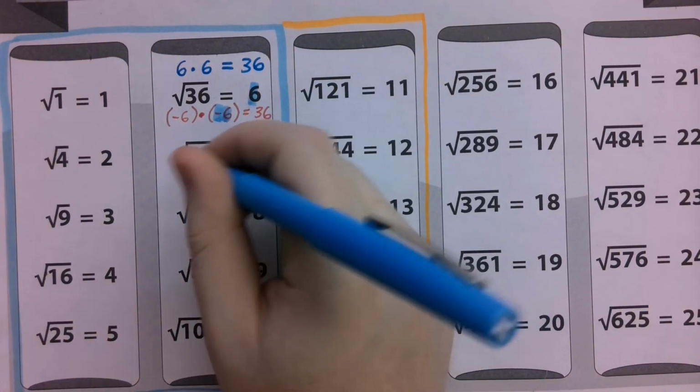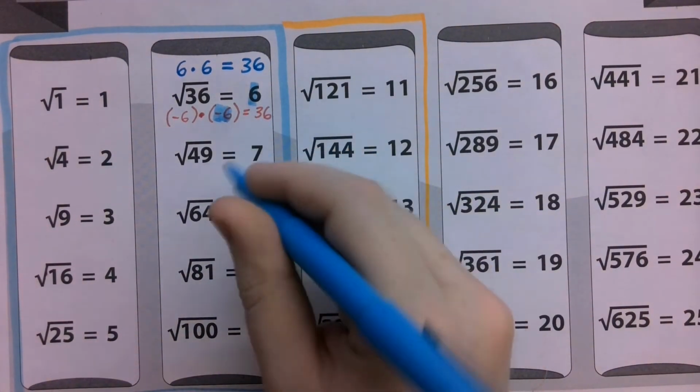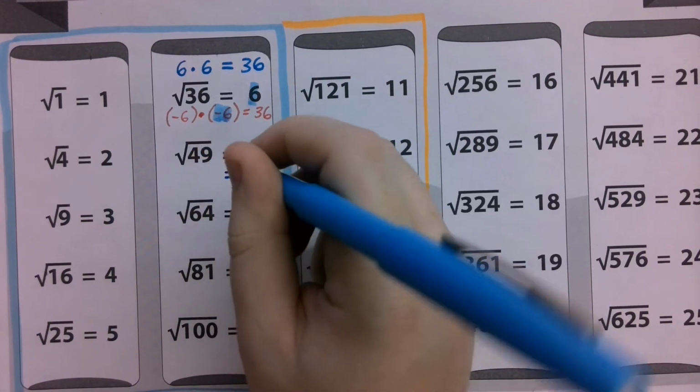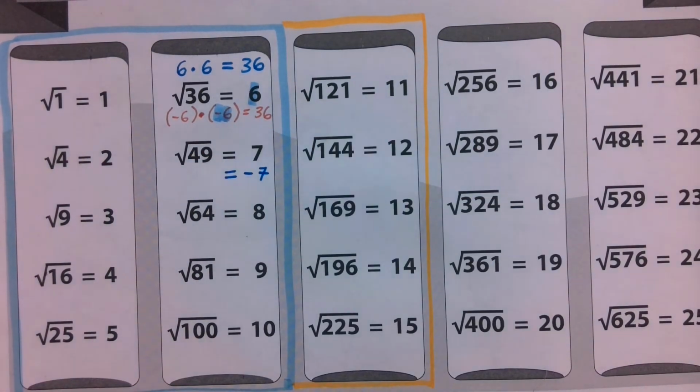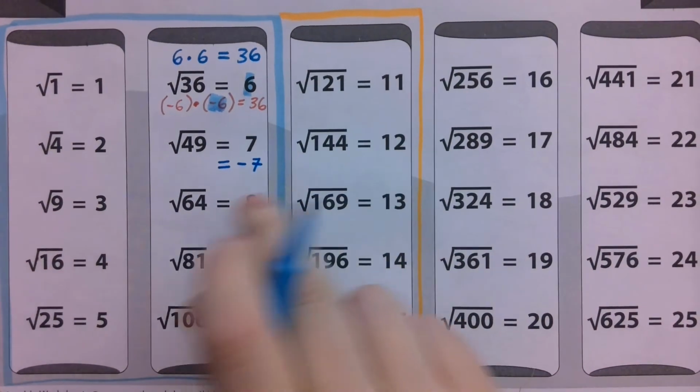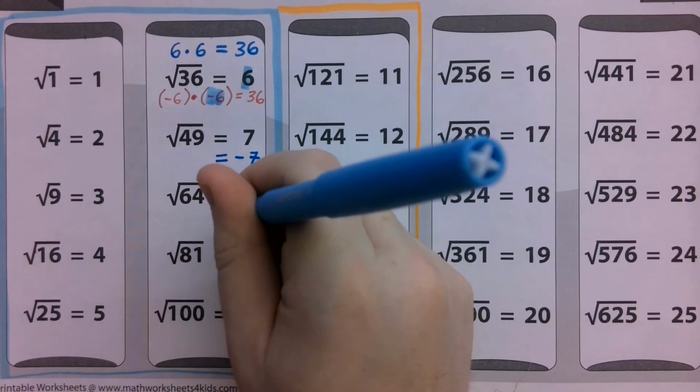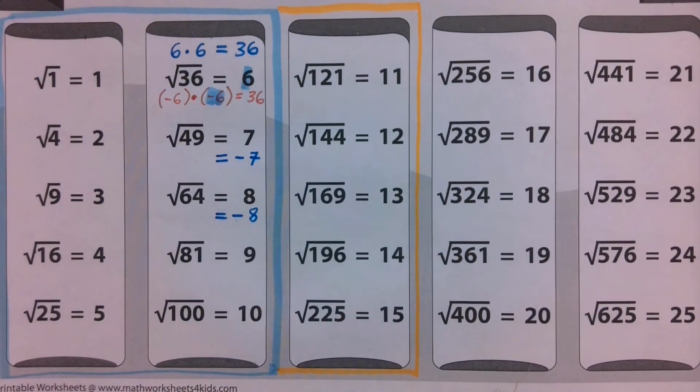Similarly, with this one, the square root of 49. 7 times 7 is 49, but isn't negative 7 times negative 7 also 49? And down here with 64, 8 times 8 is 64, so is negative 8 times negative 8, because two negatives will make a positive. For any square root, there are always two possible answers, a positive and a negative. We'll talk more about why this is in just a second. But keep this in mind, because we will have to develop a rule for it later.